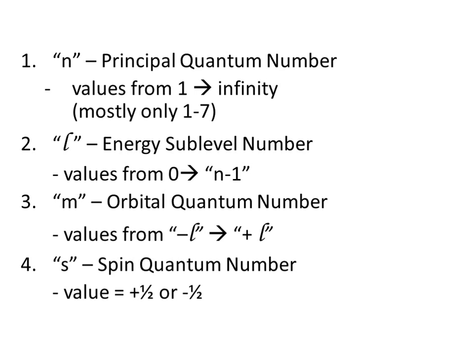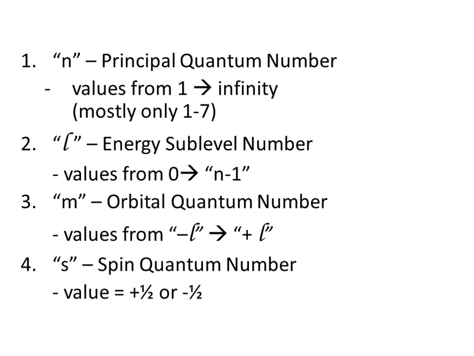The second quantum number is L. Legitimate values run from 0, which would be an S sublevel, up through and including n-1, n being whatever the principal quantum number happens to be for that particular particle.